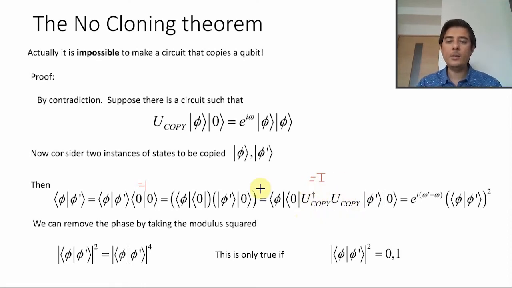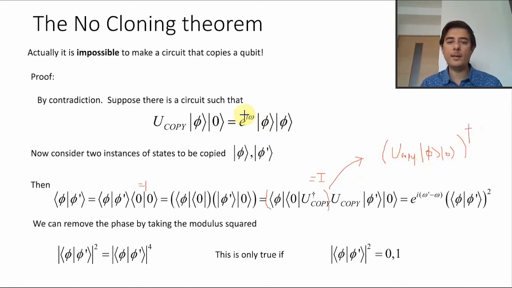Now I've done this because I can now use my assumption that I claimed at the beginning. According to this, you copy. What that does is, when it acts on this phi and 0, it copies it so that the second one is phi. This thing is the same, just a conjugate vector of this. So this part of this expression is just the same as U copy of phi and 0, and then I just take the dagger of that whole thing.